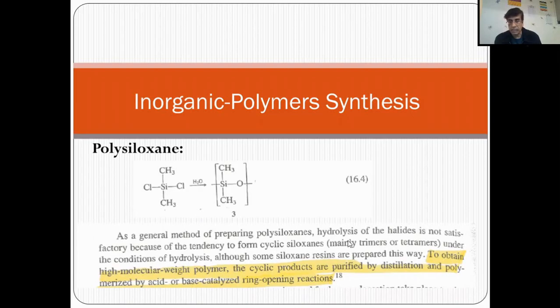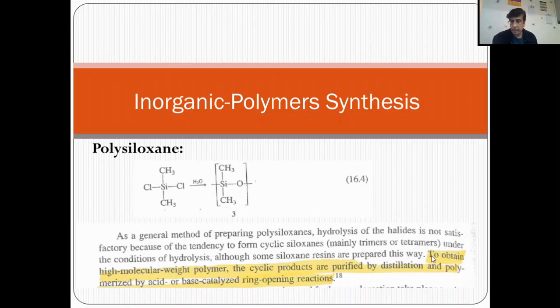So this is the method to prepare polysiloxane, but this is not a very good method because of the formation of cyclic ring. And this is a very important potential question: why do we not see the increase in molecular weight? Because of the formation of the cyclic ring, after the trimer or tetramer forms and undergoes cyclization. Okay, so how will you make the polymer then?